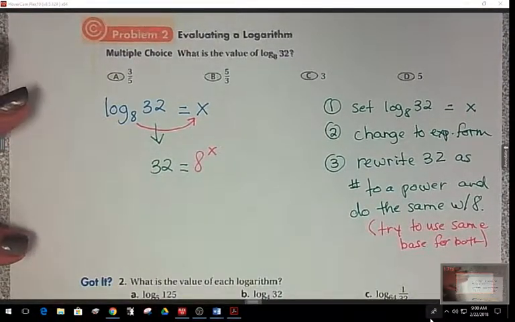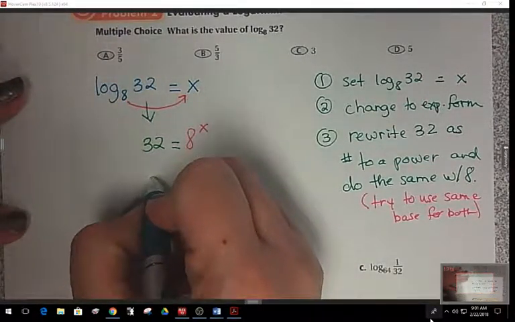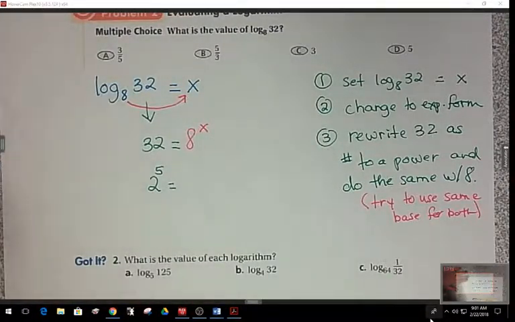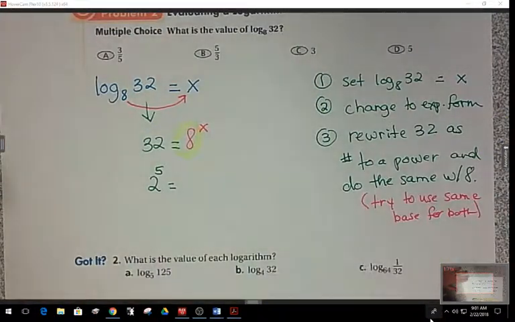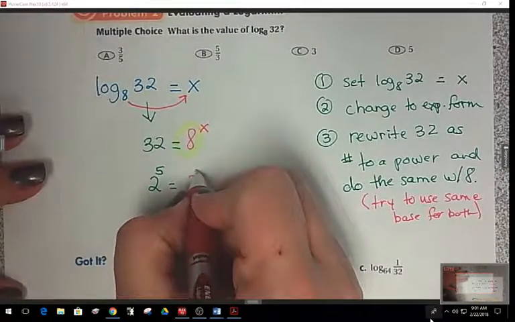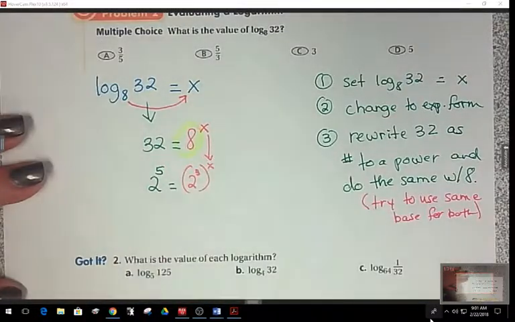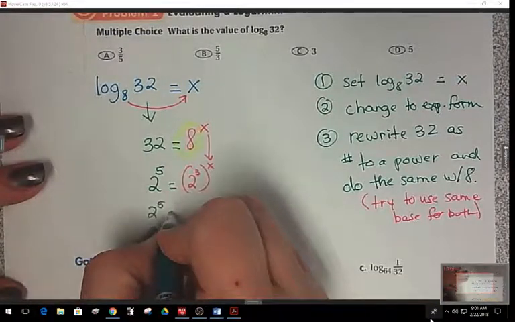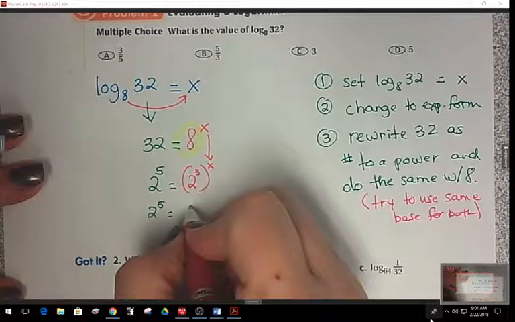So when I'm trying to rewrite 32 as something to a power, the only thing I can come up with is to change 32 into 2 to the 5th power. On the other side, my 8 can be rewritten as 2 to the 3rd, but then I've got to bring my exponent of x straight down. So while this side stays 2 to the 5th, on the right, when you have a power to a power, you're going to multiply them.